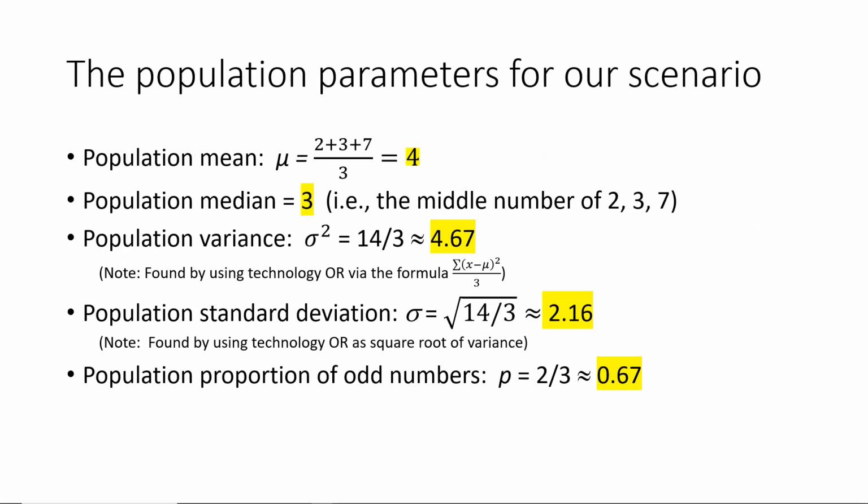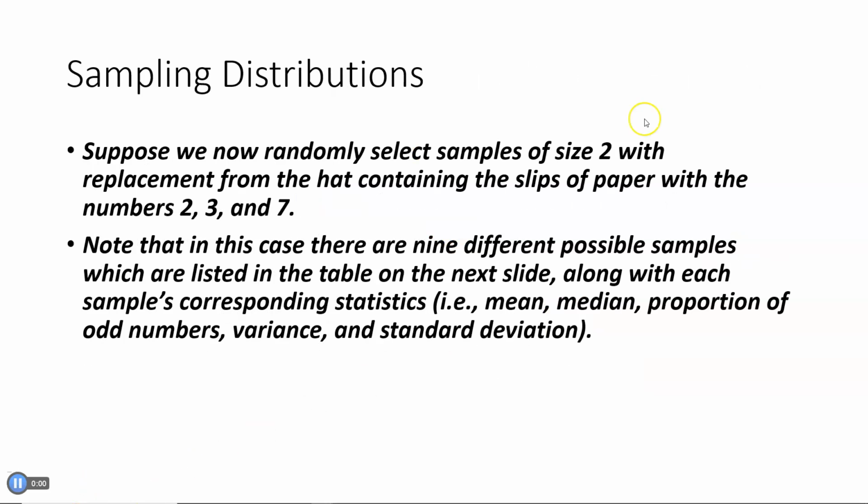Well, fortunately, it turns out those are fairly easy to calculate. And I've gone ahead on this slide and shown how you can find the population mean, population median, population variance, and population standard deviation using formulas that we've covered back in Chapter 2 or using technology. And then also we see that finding the population proportion of odd numbers is very simple. There's only two odd numbers, the numbers 3 and 7, out of a total of 3 numbers, so the population proportion is just 2/3.